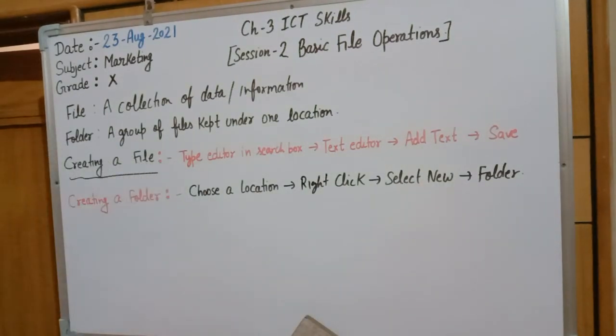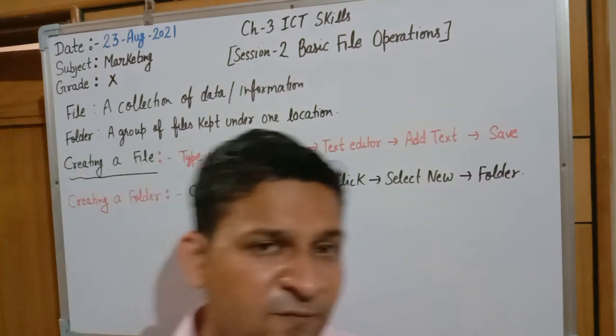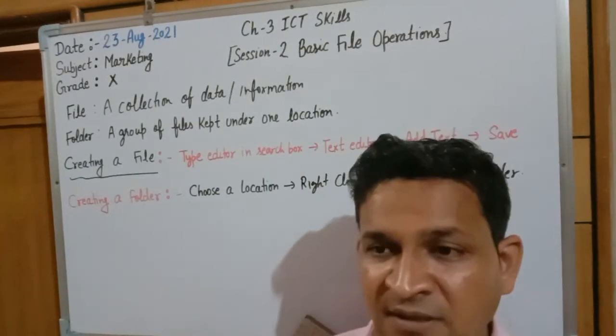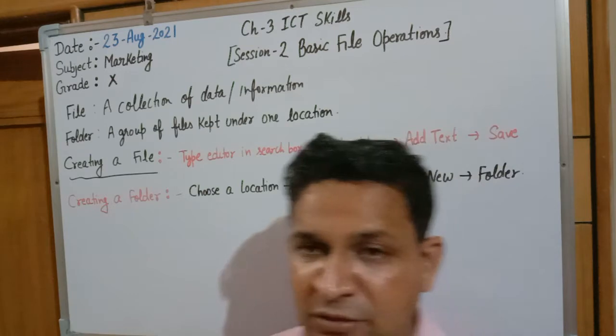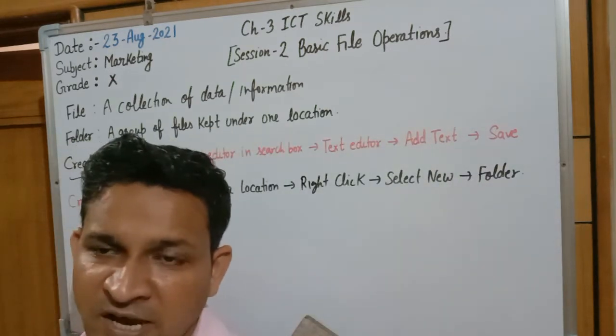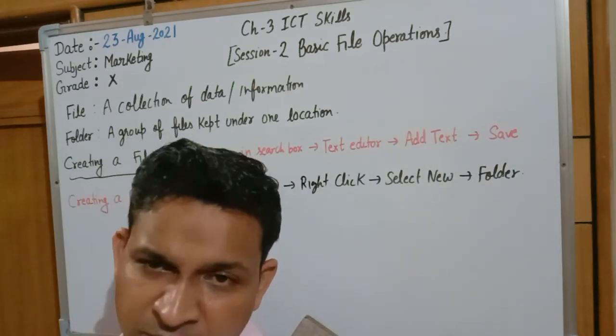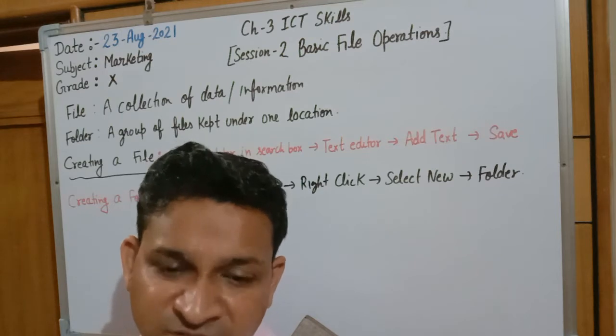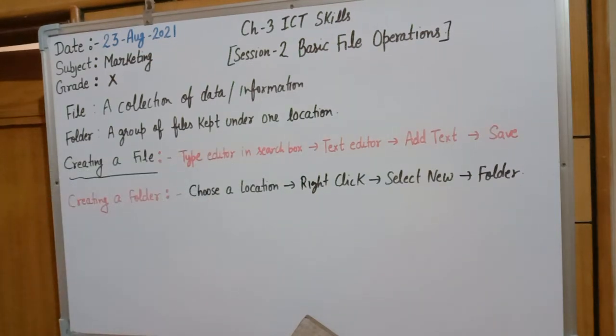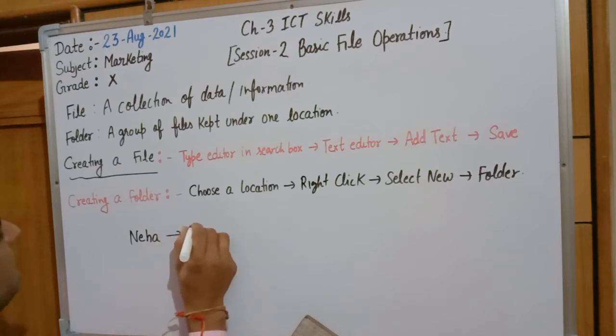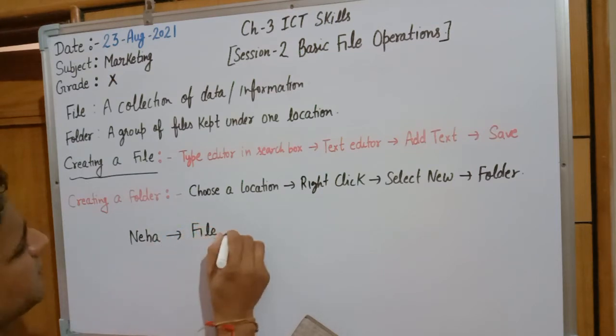So what is a file? Basically a file is a collection of data or information that is related to similar categories. A file contains a group of items that are stored under one specific name, that is named as file. To save a file, suppose Neha is a teacher. Neha wants to maintain a record. What will she do? She will make a file in the computer system.